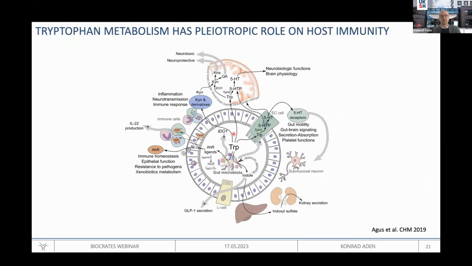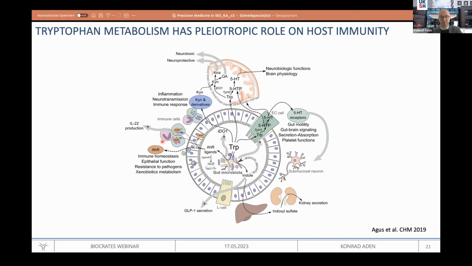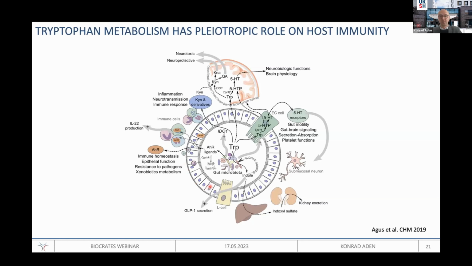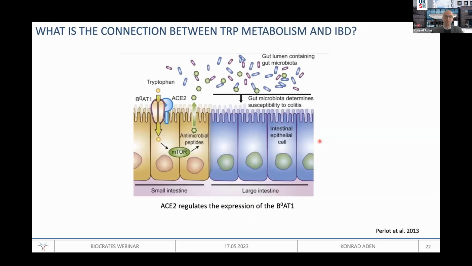It is important that this tryptophan metabolism has really pleiotropic effects on host immunity. We know that kynurenine and its derivatives have a direct impact on host immune response. We know that AHR ligands, which are generated from the microbiota, have a direct impact on cellular immunity, including the induction of IL-22, which is a barrier protective cytokine. And apart from that, we have also the impact of the tryptophan along the 5-hydroxytryptophan pathway, which affects gut motility and gut-brain signaling.